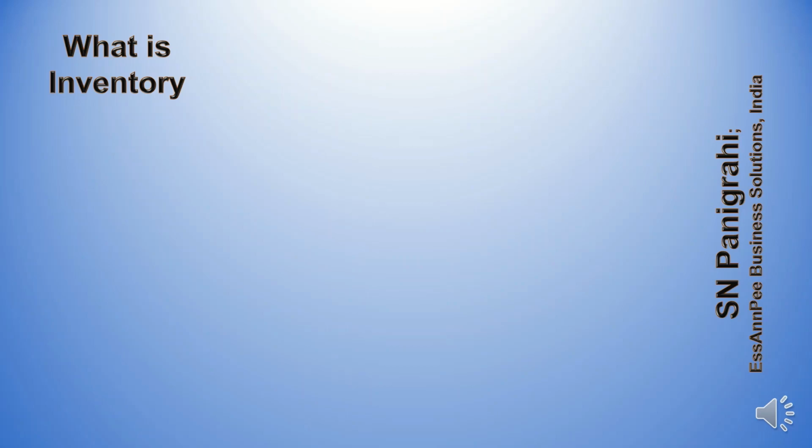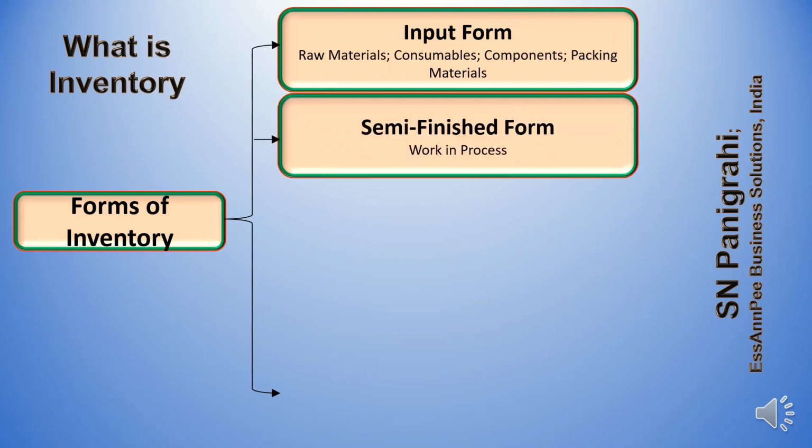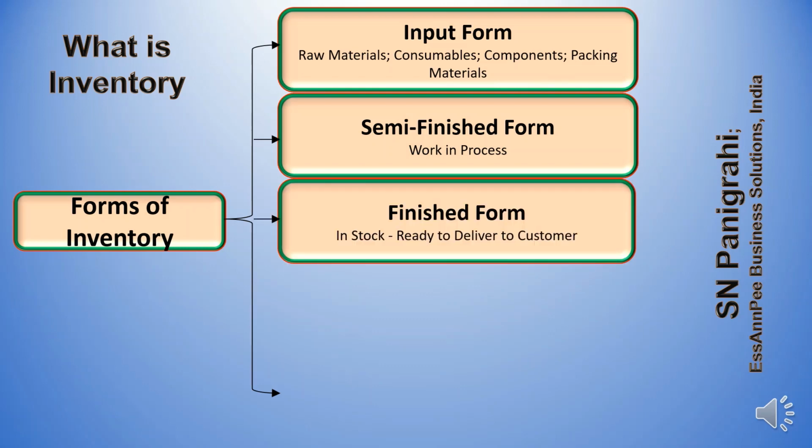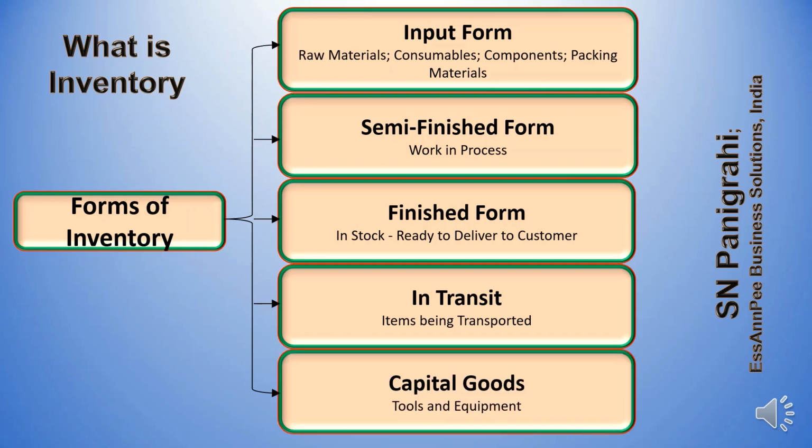Different types of inventories are: input form, raw materials, consumables, components, packing materials. Semi-finished form. Work in process. Finished form. In stock, ready to deliver to customer. In transit. Items being transported. Capital goods. Machinery and equipment, tools.